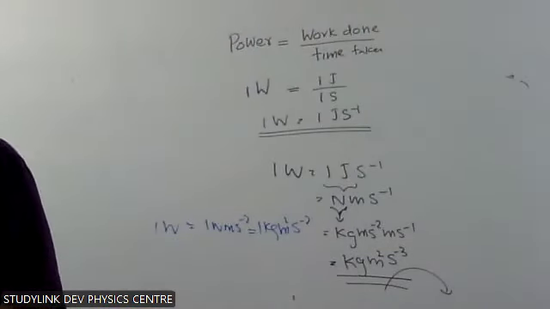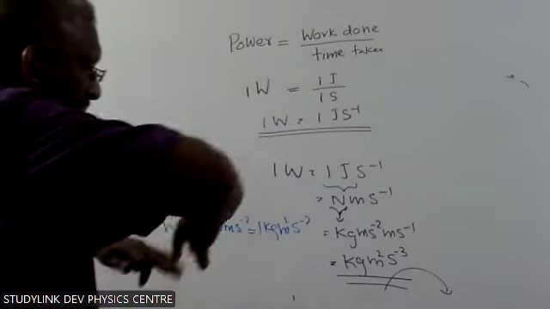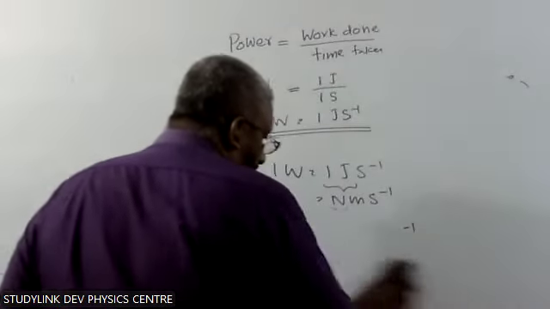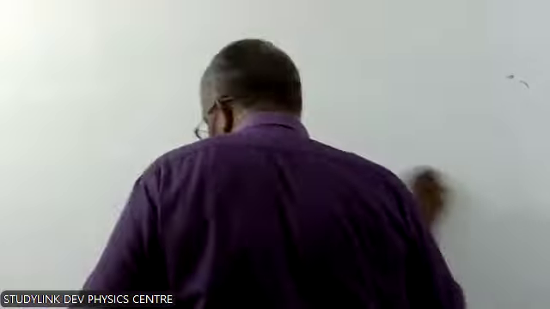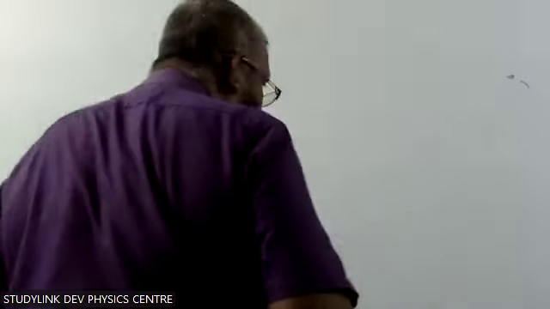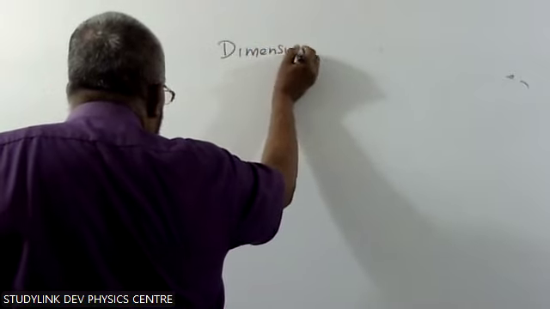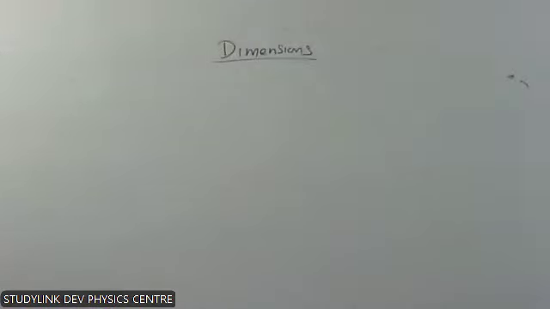Right. Now we'll consider the next one. Now derived units I explained, but there are some more derived units. We'll come to another one. That is dimensions. Next one, dimensions. Normally, they are asking to write the dimensions.